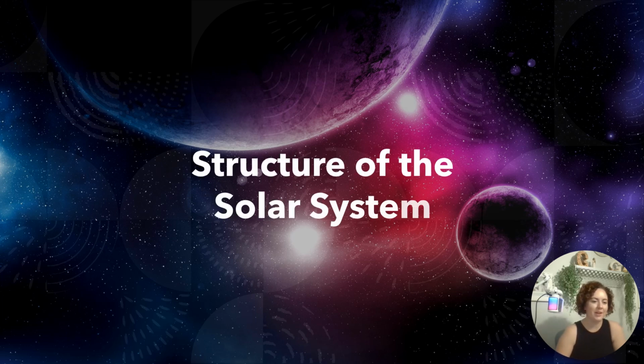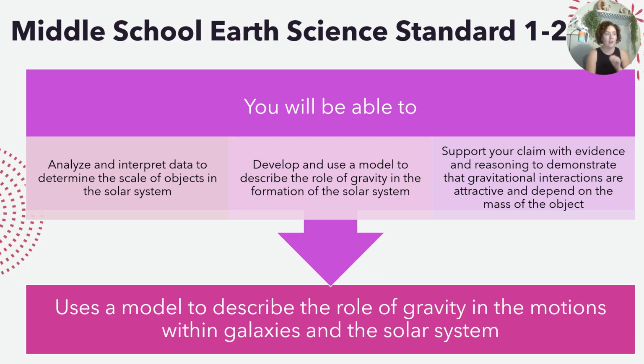Good morning, eighth graders. So we are getting into the portion of astronomy that I think most of us think of when we think of astronomy, and that is what's going on in our solar system, what is out there in space. So we are working with, finally, Middle School Earth Science Standard 1-2, which states that you'll be able to use a model to describe the role of gravity in the motions within galaxies and the solar system.